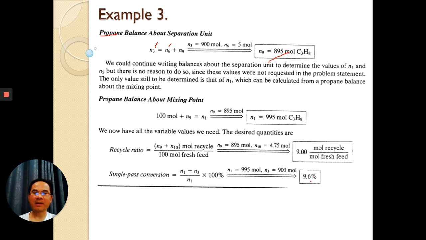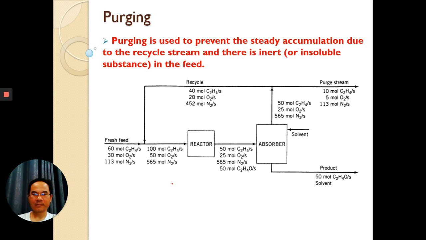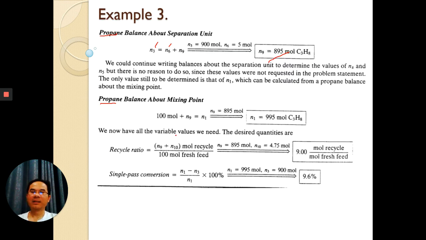The next step, we balance based on the mixing point. At the mixing point, we do the propane balance. The mixing point propane balance has two input streams: 100 propane fresh input plus N9 propane in the recycle equal to N1. You know N9, you can solve for N1. And then you can balance on propylene: N10 equal to N2. You can solve for N2.